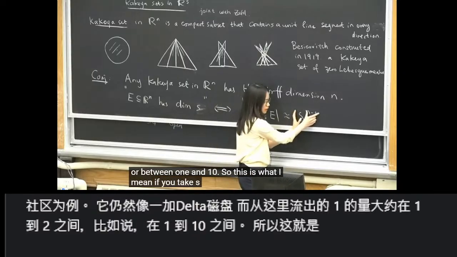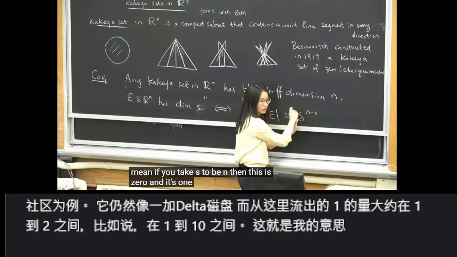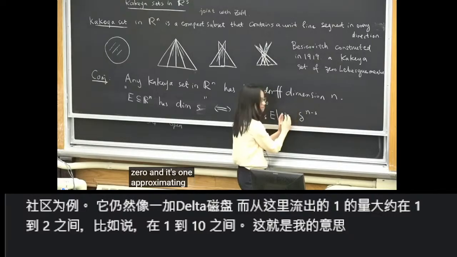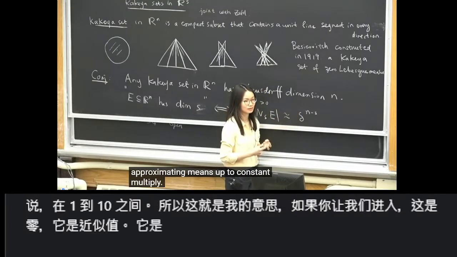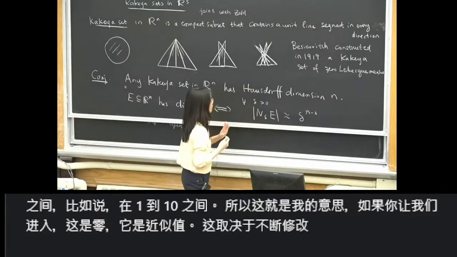If you take S to be n, then this is 0 and it's 1. Approximately means up to constant multiplying. But I guess with the spiky thing, if you measure 0 and you take a delta neighborhood of it.